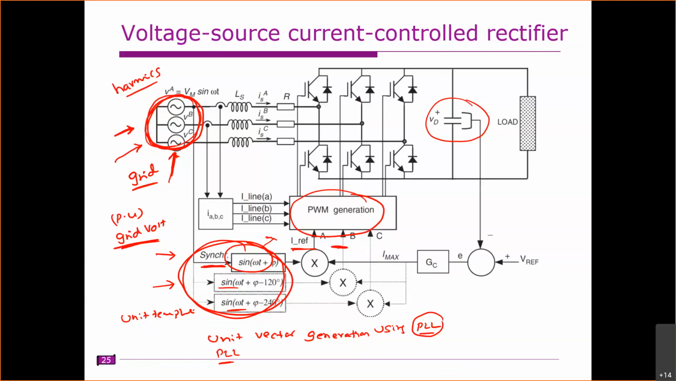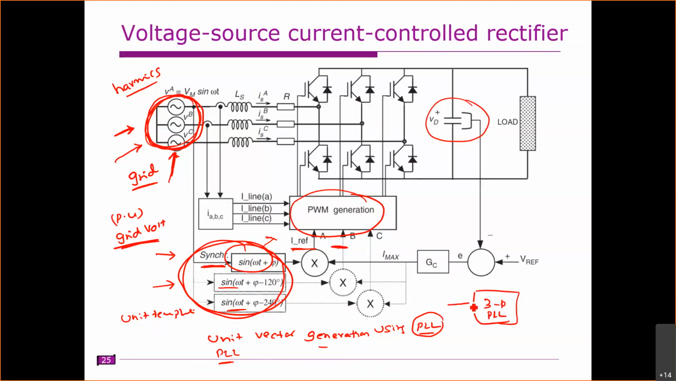So why it is actually synchronized, okay, first we'll complete this and after that we will discuss what this PLL is. So this is a unit vector generation based on this PLL. In this, what we have to do is, you require a three-phase PLL, a three-phase phase lock loop.